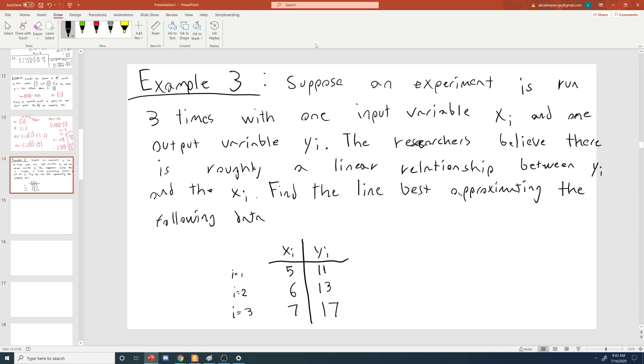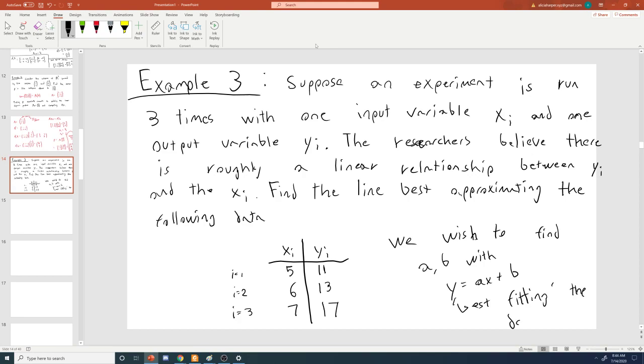And so what we're trying to do is find A and B with y equals ax plus b, best fitting the data. So I'm going to use this example to illustrate a general method.